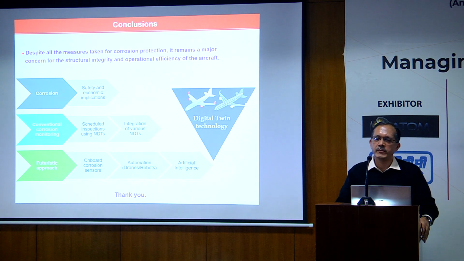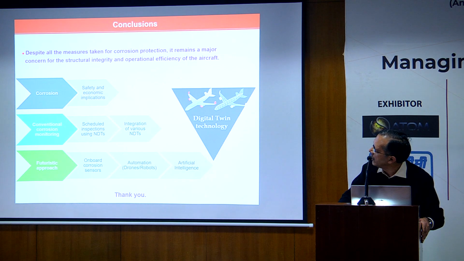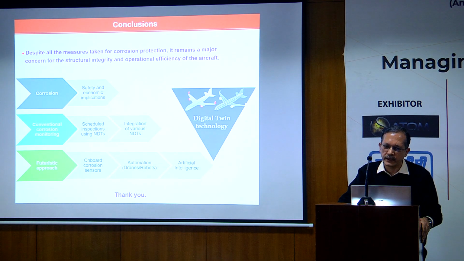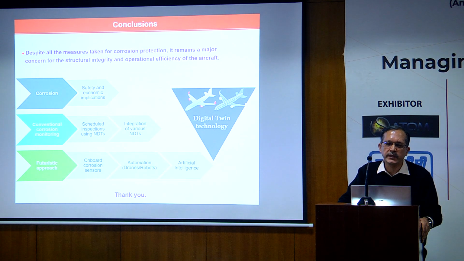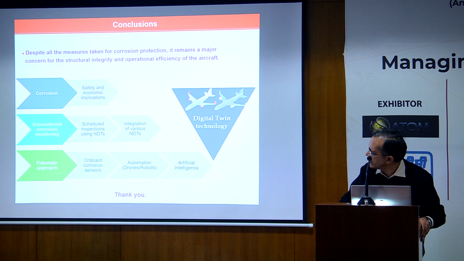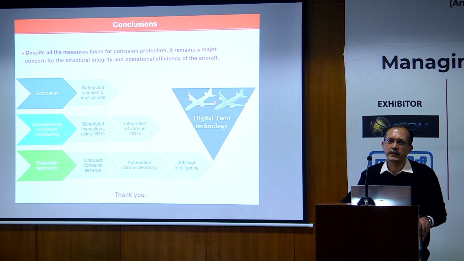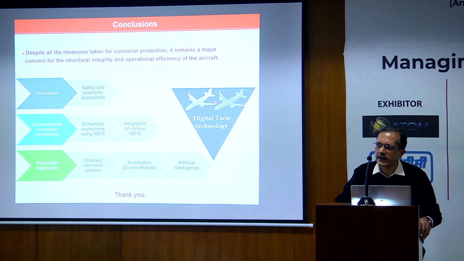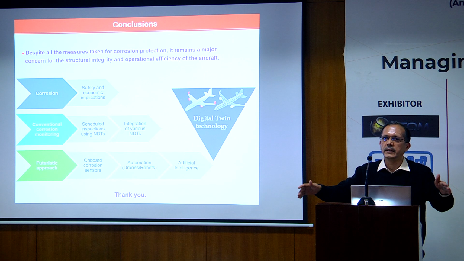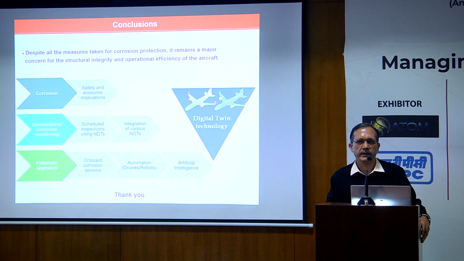So conventionally, as I mentioned, we use non-destructive techniques to detect corrosion in the aircraft, but the futuristic approach will be that we use a combination of onboard sensors, automation such as robots and drones, as well as artificial intelligence, along with digital twin technology, to map the full aircraft so that we get the information about the corrosion areas in the given aircraft. Thank you very much for your kind attention.